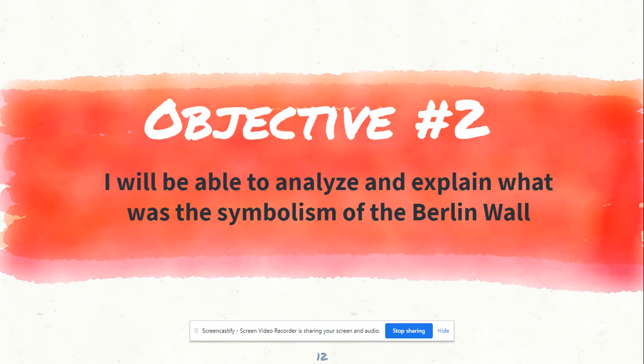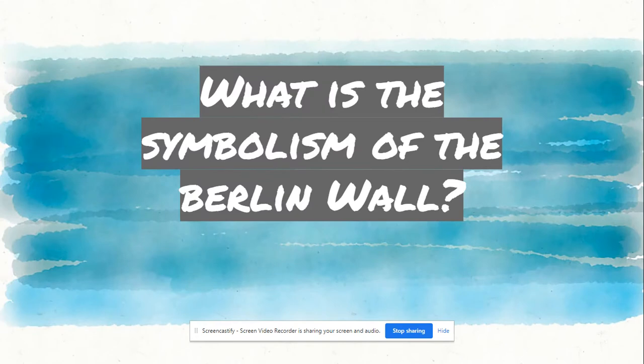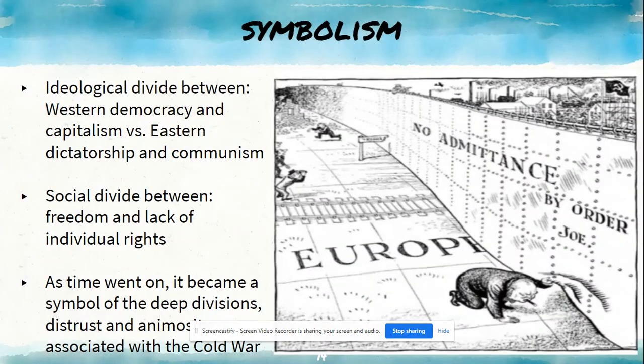Okay, so our second objective, and we are almost done with today's lecture, and then I'll introduce the assignment. You're going to be able to analyze and explain what was the symbolism of the Berlin Wall. So what is the symbolism of the Berlin Wall is the question. So the symbolism, three main ideas I'm going to go over. One is that there was an ideological divide between Western democracy and capitalism versus Eastern dictatorship and communism. This word ideological basically has to do with ideas. So there's a divide of ideas, two opposing ideas.